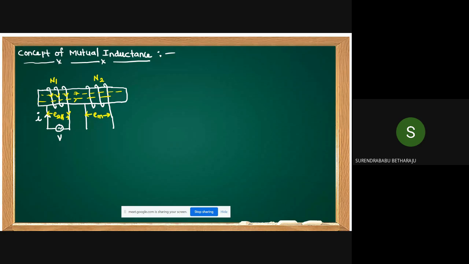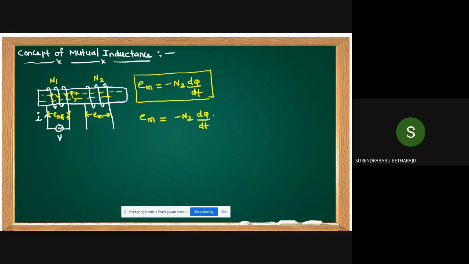But these two coils are placed on the same core. These are mutually coupled to each other. Then how do you define the mutual induced EMF? EM equals minus N2 into d phi by dt. This flux remains the same. Minus N2 into d phi by dt. Okay, this is the mutual induced EMF. But here I want to define mutual inductance.